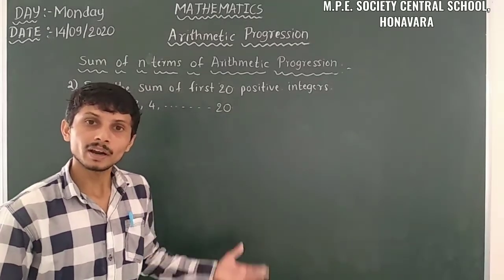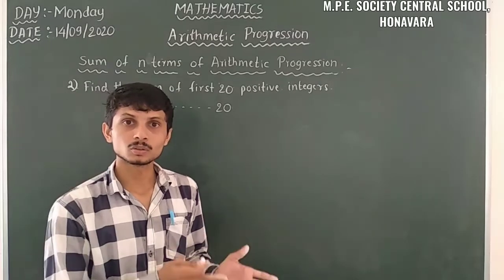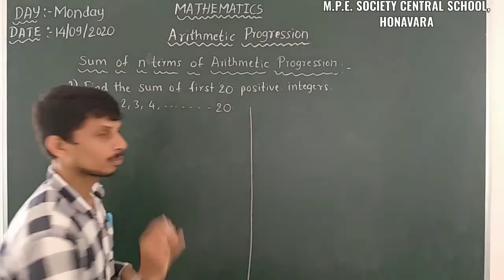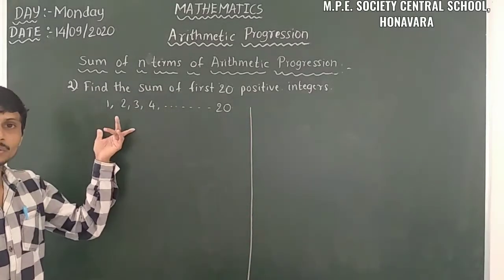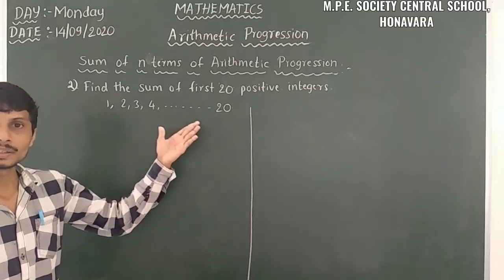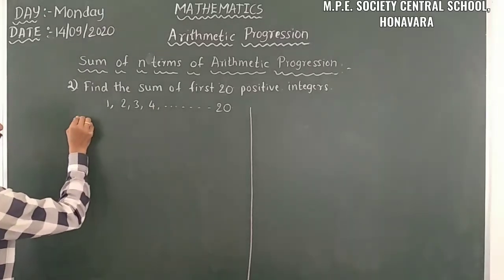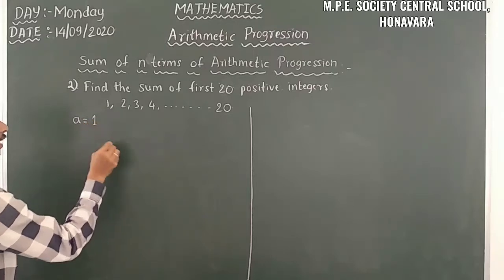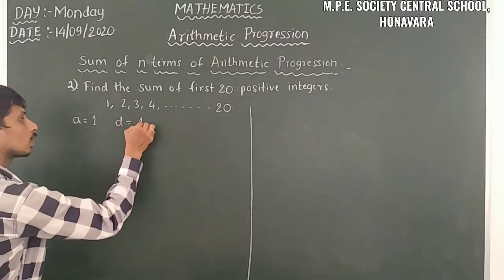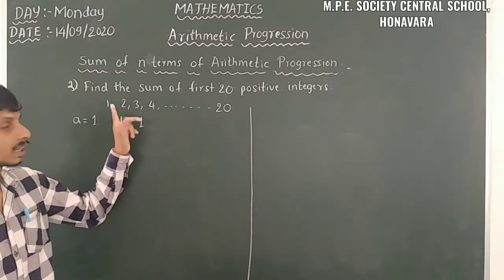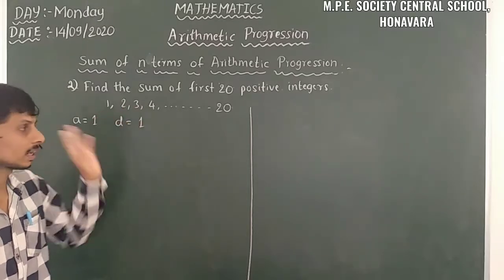So we have to check both, whether it is right or wrong. I will part this blackboard here. Firstly we have to write the value of a, d, n and Sn. The value of a is 1 and the value of d is 1 only, we know that. The previous example is also like that only. 2 minus 1 is 1, 3 minus 2 is 1, likewise.